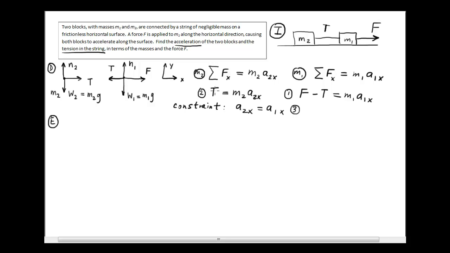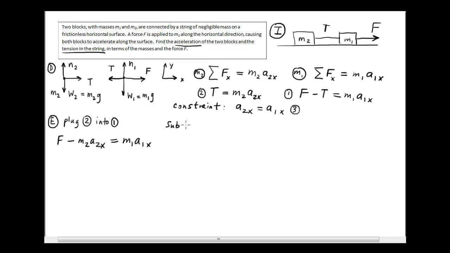One of the unknowns is tension, and so I probably would like to get rid of tension in these two equations. So I'm going to plug equation 2 into equation 1. Because equation 2 solves for T, I'll take that and plug it into equation 1 and thereby rewrite equation 1. So I've got F minus T, but T is m2 a2x, and now that equals m1 a1x.